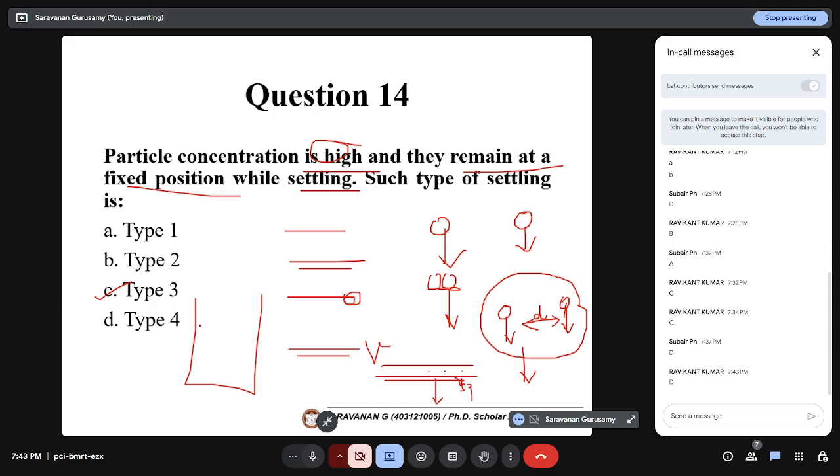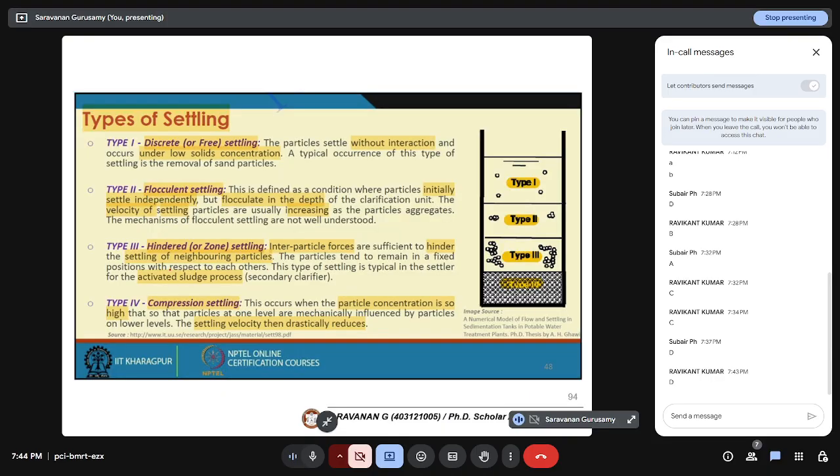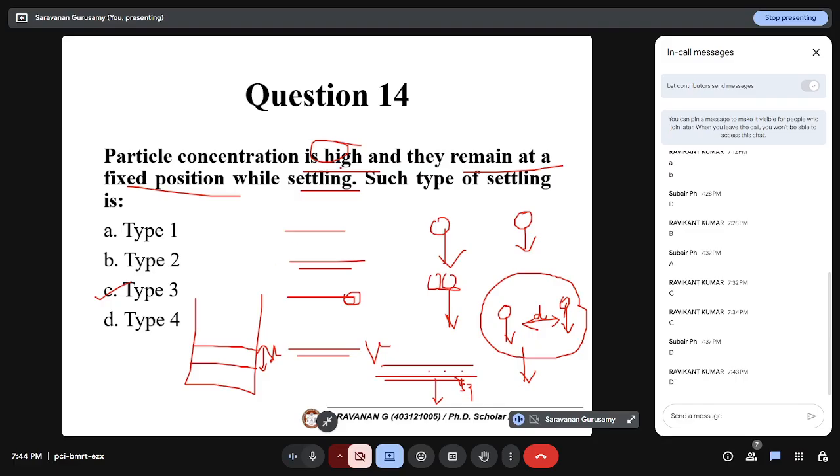That is type 4 settling. Because in a big tank, all the particles will settle up to here. Then in the course of time, it will reduce the height to this. So this much is the distance traveled in the tank, right? So here the answer is type 3. See, the position with respect to each other is fixed, and then this is changing. Then confused with the high concentration.